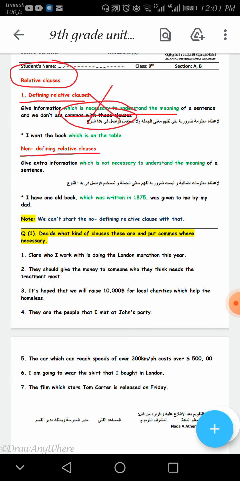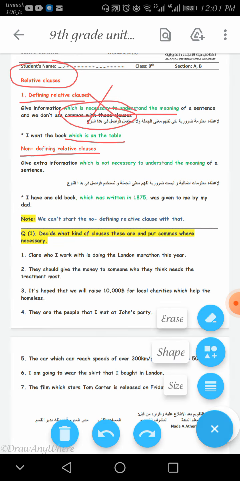An example: I want the book which is on the table. This is very important information and we can't omit it. If I say "I want the book," you will immediately ask, which book? Which is on the table. Okay? So from the meaning you can understand this is necessary information. You need it to understand the meaning.